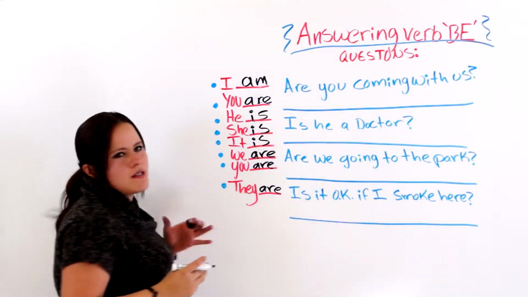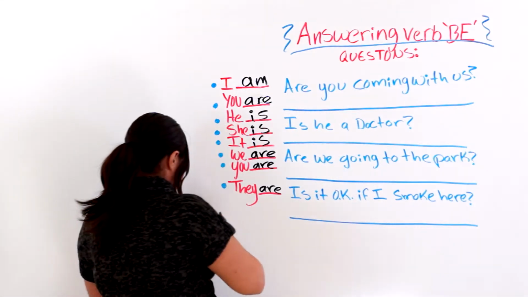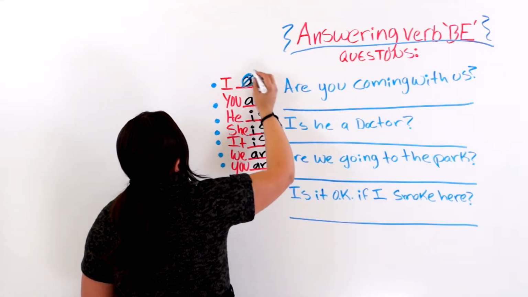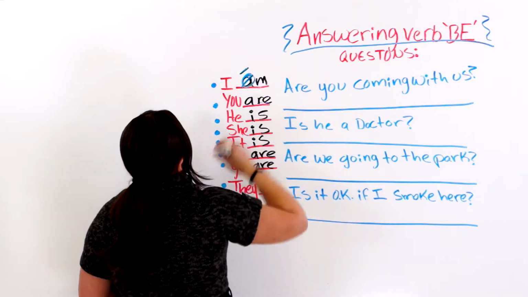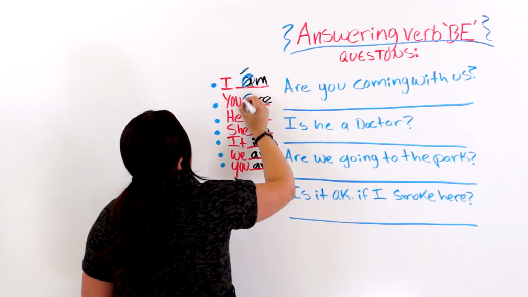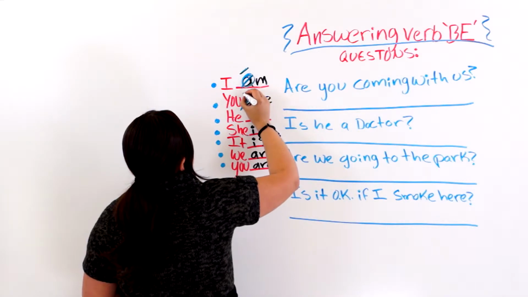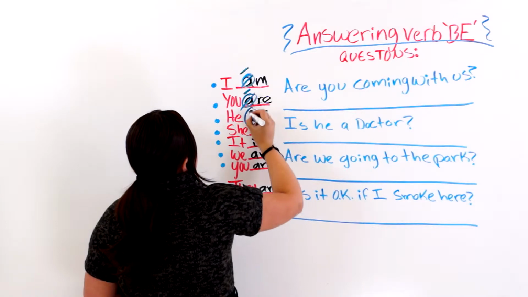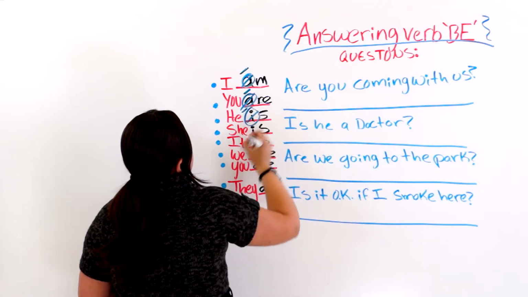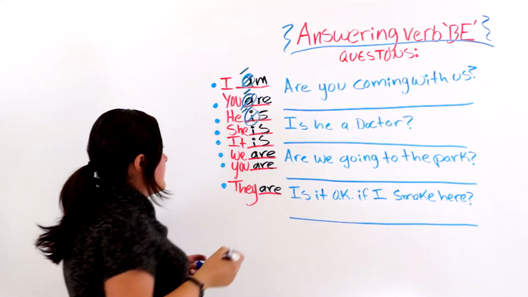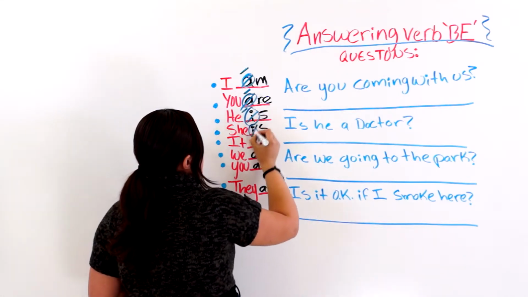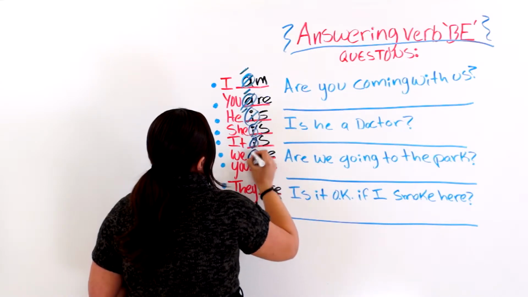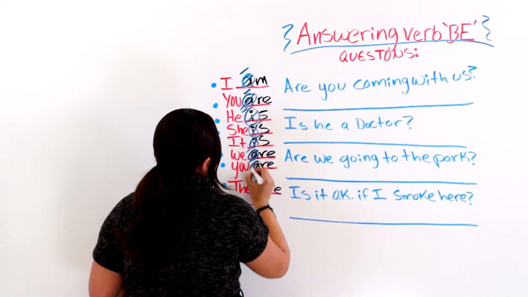You know that you can contract them also, right? For example, this one right here, you could take away the A, and we just add an apostrophe. It would be I'm, okay? Or you can take away this A, and just add an apostrophe here in the middle. You're, okay? He's. Take this one away, put an apostrophe in the S. He's, okay? And so on and so on. You could do that with all of them. For example, take this one away, apostrophe S. This one away, apostrophe S. This one, apostrophe R-E.